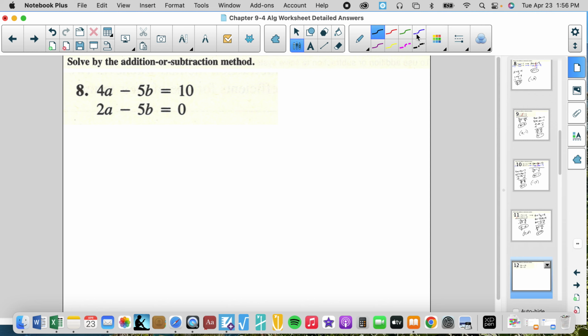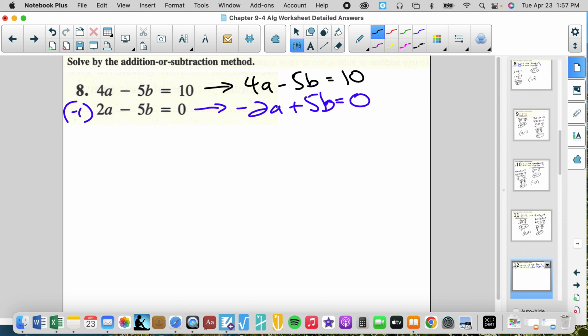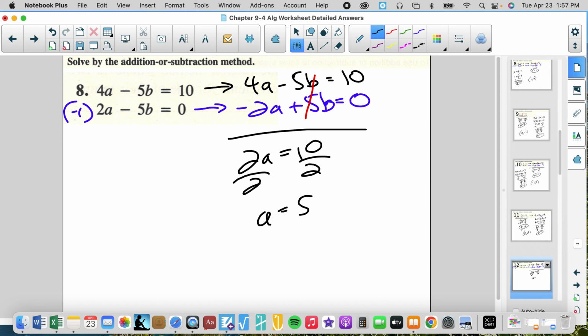They do not cancel. I'm going to multiply the bottom by negative 1. Remember, you have to multiply all three terms by negative 1. And then we'll bring that top equation. 4a minus 5b equals 10. The b's are going to cancel. You're left with 2a equals 10. Divide by 2. A equals 5.